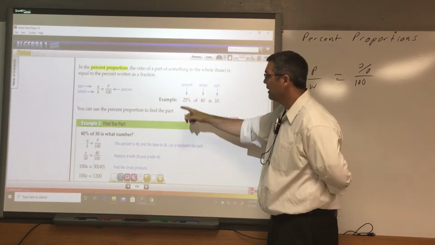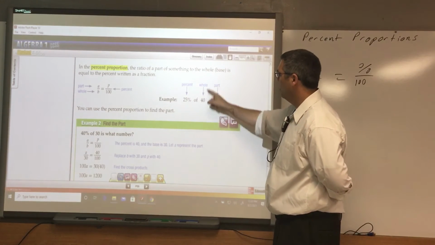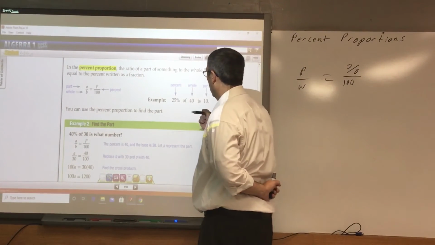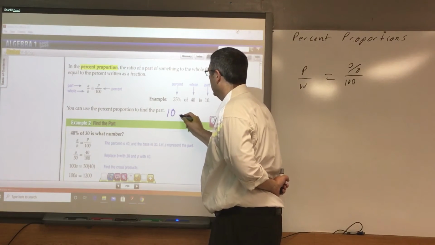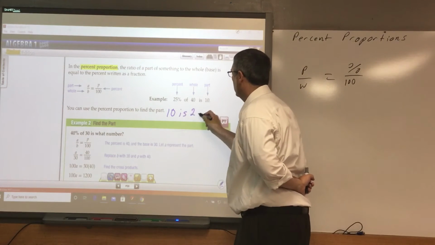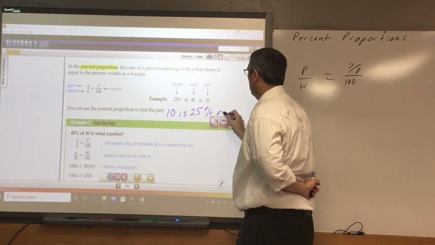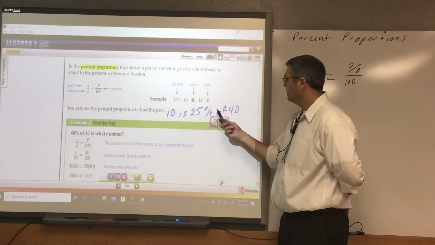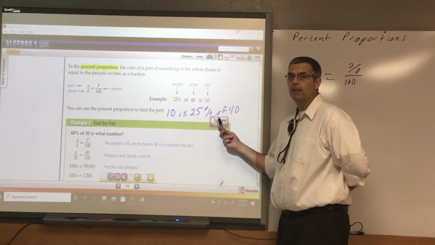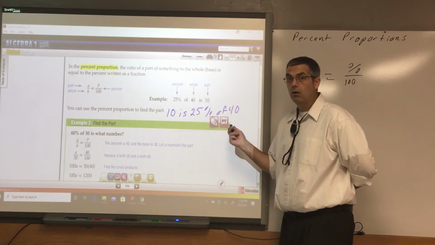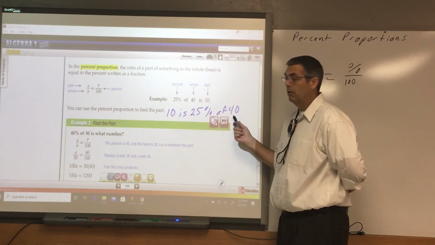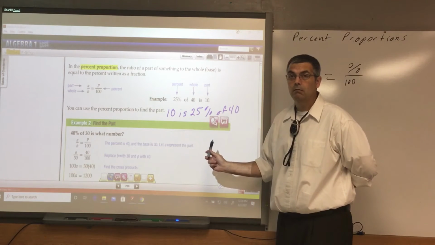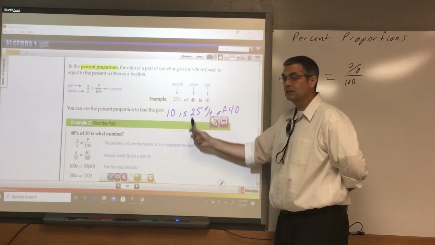Example. They got percent is 25% of the whole, 40 is part 10. They could write this in another way. What they could do is this: 10 is 25% of 40. Now when you see this, what do you notice? The whole is always after of. Of a number, this is always going to be the whole. The other thing is that you should be able to locate your percent pretty quickly. So there's no reason to mess this up.